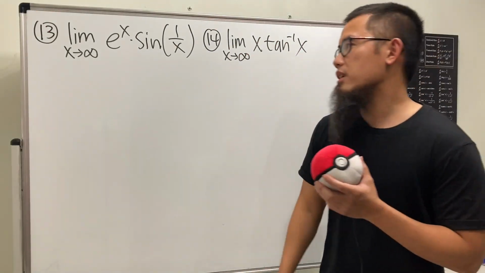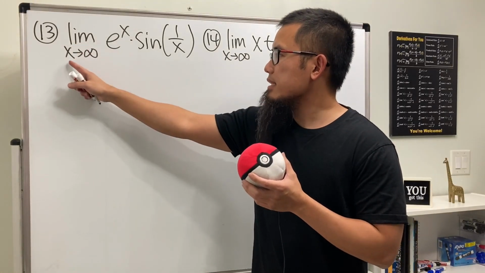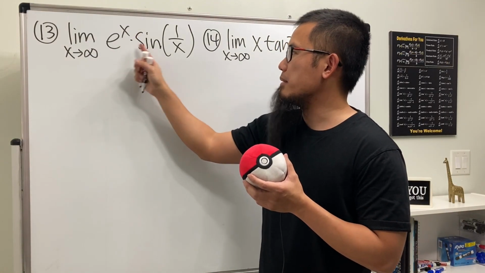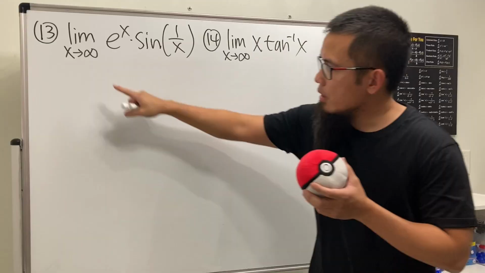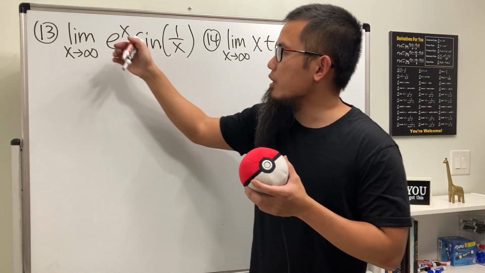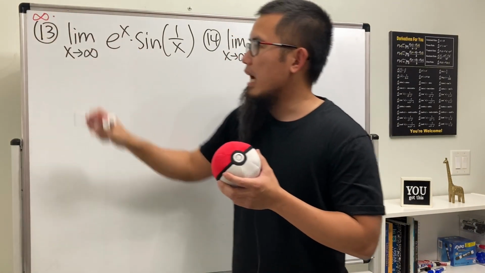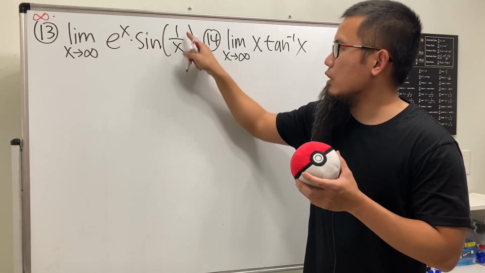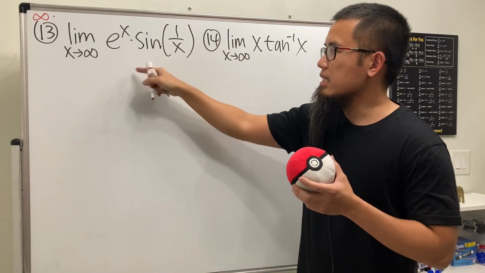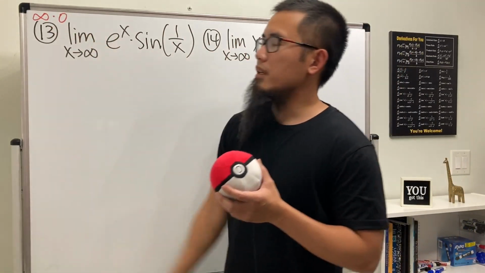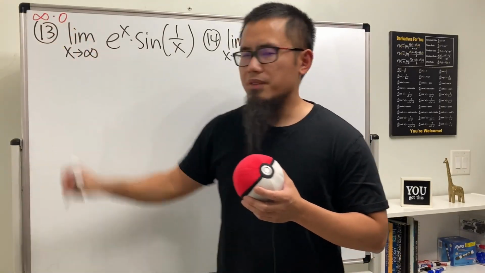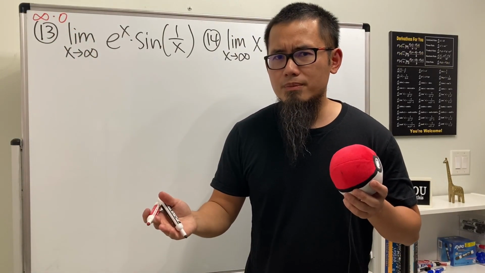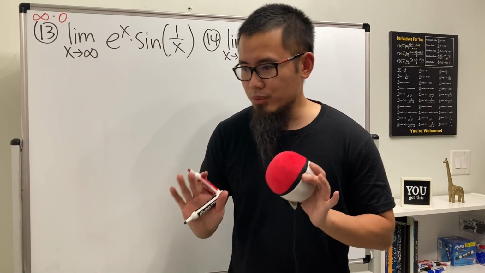Okay, two more questions. Number 13: the limit as x approaching infinity of e to the x times sine of 1 over x. Real quick, put infinity in here, we get e to the infinity, which is infinity, times, put infinity in here, 1 over infinity is 0, sine of 0 is 0. So 0 times infinity. Is that just equal to 0? We can say a thing. We don't know yet, okay?